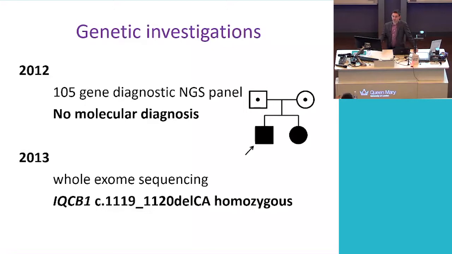The 105 gene panel diagnostic test concluded that they couldn't find a genetic cause for his condition. We then performed whole exome sequencing a year later and identified a homozygous mutation in a gene called IQCB1. So this is a gene which is involved in the assembly and the function of primary cilia. So primary cilia connect the outer segment of a photoreceptor with the inner segment, pivotal for its function, but also has functions elsewhere in the body, in particular in kidney cells, and involved in the transport of molecules across membranes. So mutations in IQCB1 can be associated and are often associated with renal failure.